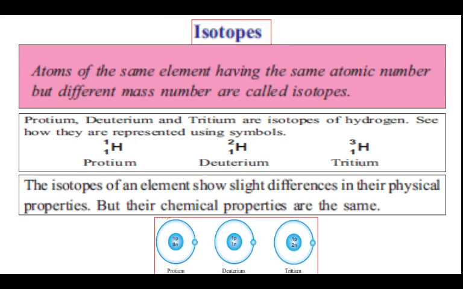Next, moving on to the concept of isotopes. Atoms of the same element having the same atomic number but different mass number are called isotopes. Protium, deuterium and tritium are the isotopes of hydrogen, and it is shown below. The isotopes of an element show slight differences in their physical properties, but their chemical properties are the same.